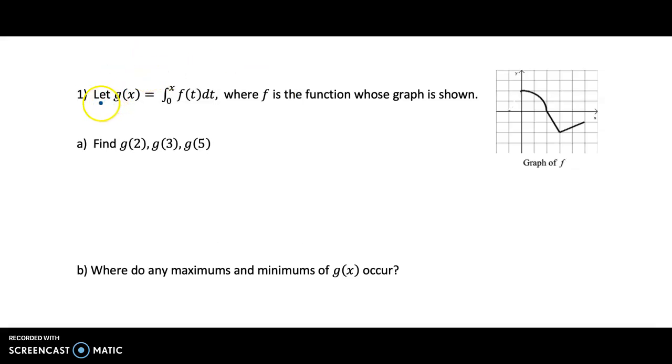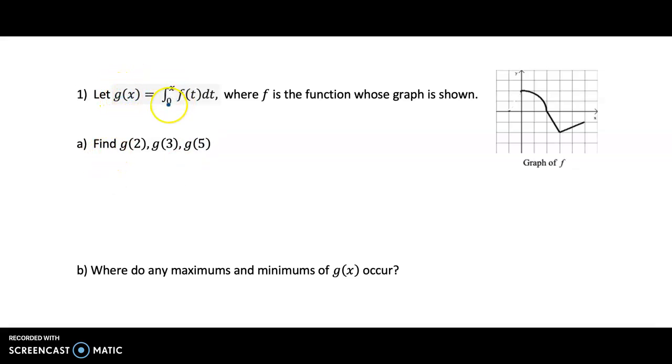So let g of x equal the integral from 0 to x of f of t dt, where f is the function graph shown. So this is f. This is not g of x. We don't know what g of x looks like. So you want to keep in mind that this is not g of x. So we have to think about, what does this mean?